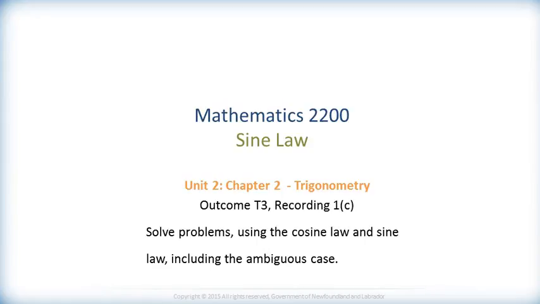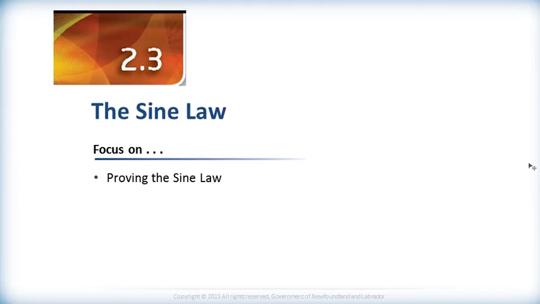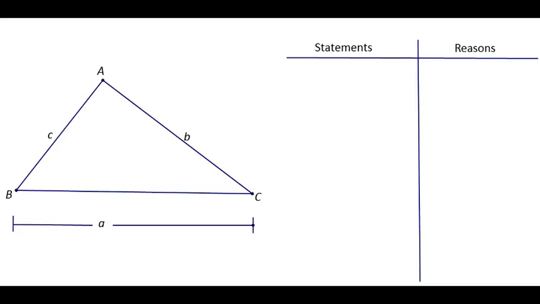Welcome to Recording 1C on the Sine Law from Unit 2, Chapter 2 of Trigonometry in Mathematics 2200. We'll focus on proving the sine law. Recall that the sine law can be used to find missing side and angle measures in any triangle. But why does it work? That's what we're about here.